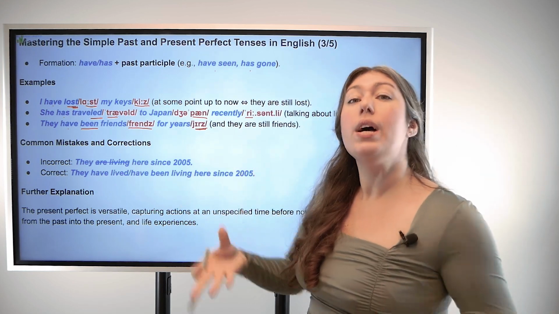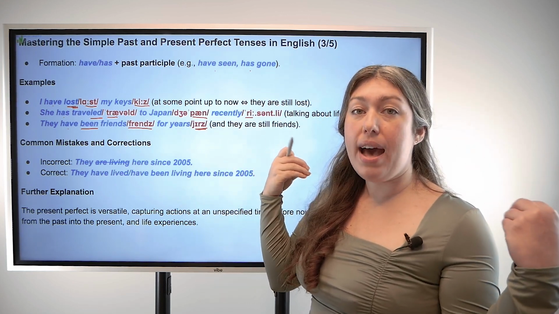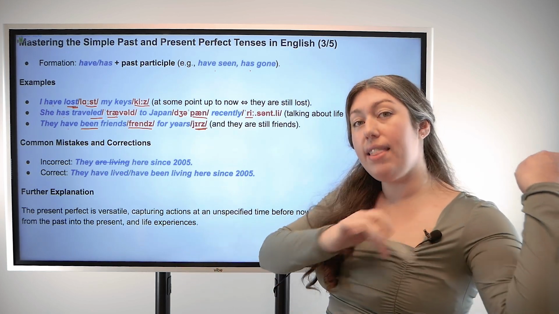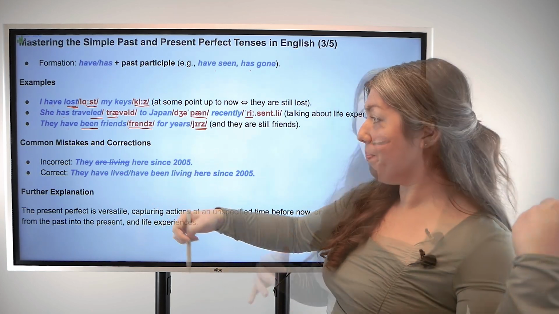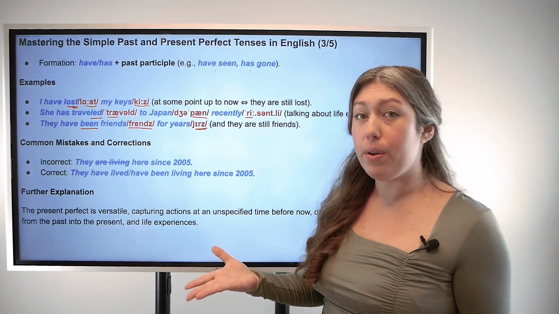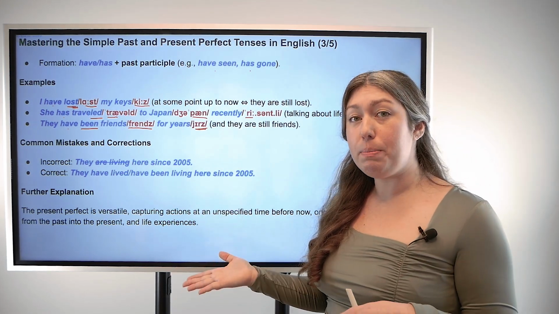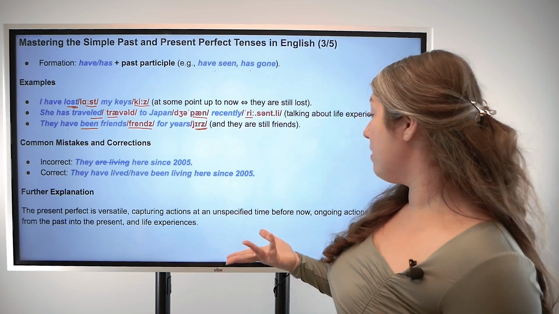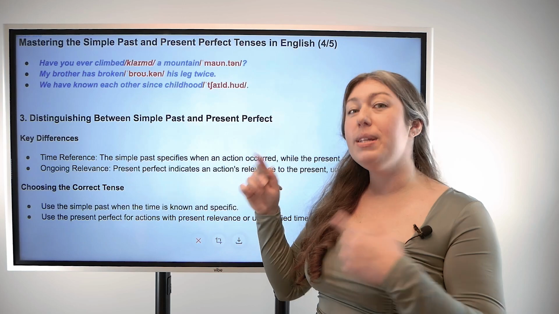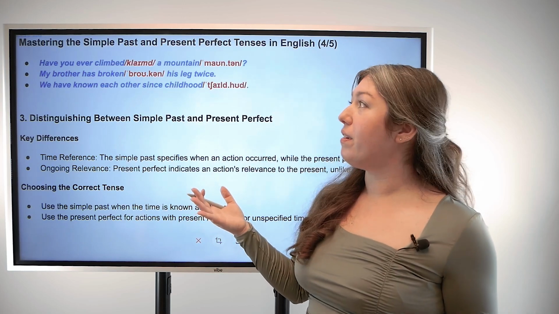Again, this is to show an action that happened in the past with relevance to the future time. They moved here at some point in the past, and they have continued up until the present. So the present perfect tense is really versatile because you can use it to talk about past events or life experiences that happen at an unspecified time or for ongoing actions. So here's some examples about the versatility of present perfect.